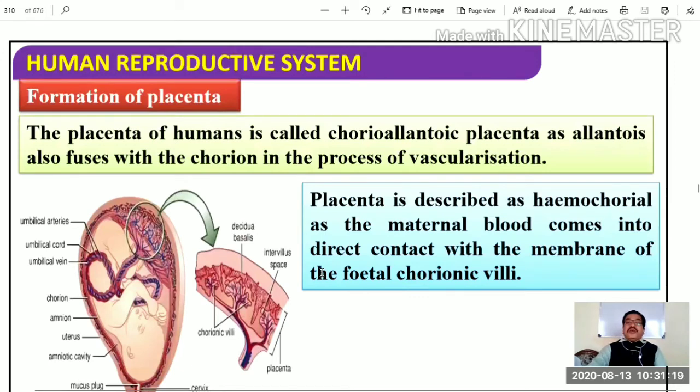As the allantois also fuses with the chorion in the process of vascularization. Vascularization means the vascular system also develops slowly, and then there is an increase in the size of the organs. So simultaneously the process will be done. The intervillous space develops in the placenta, here are the structures.